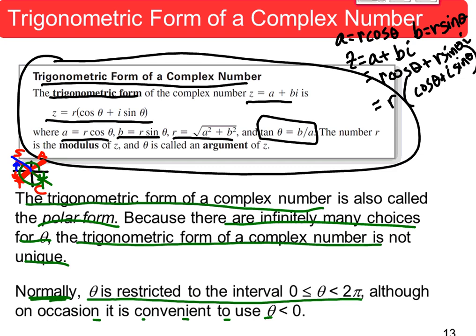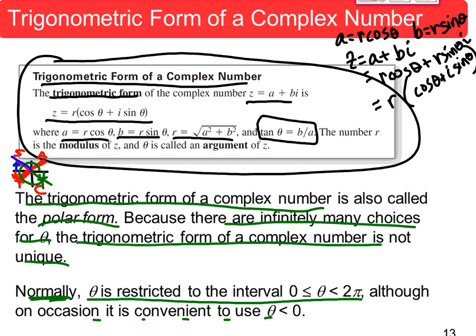And the tangent of theta equals b over a. And so just a little clarification, that tangent theta equals b over a is going to give us a reference angle, and then we're going to have to find what the actual angle is in reference to that.